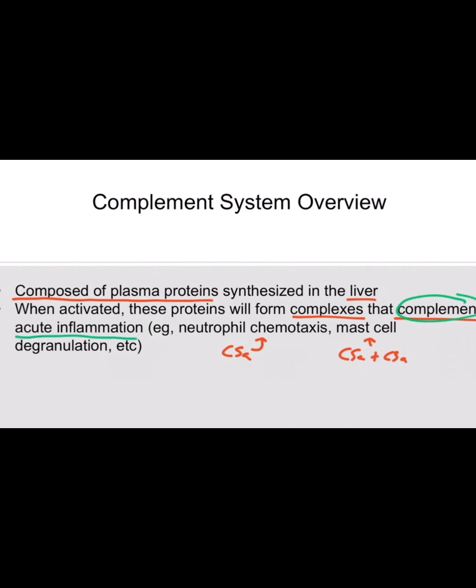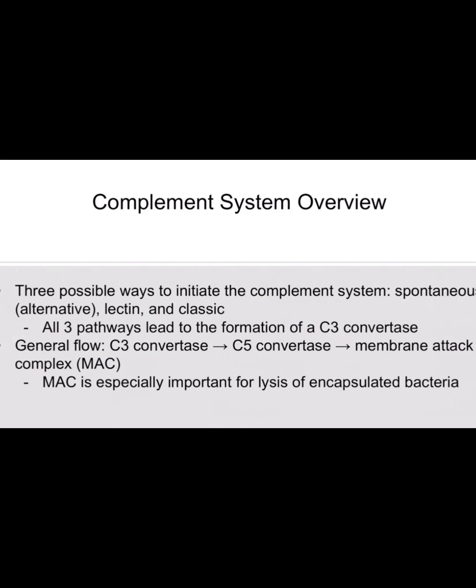inflammation. Now, what you need to know about the complement system largely revolves around the parts of the system that intersect with pathology. In other words, if one part of the complement system goes wrong or is deficient, how will that impact a patient clinically? Now, there are 3 possible ways to initiate the complement system. One is the spontaneous pathway, also called the alternative pathway. There's also the lectin pathway and the classic pathway.